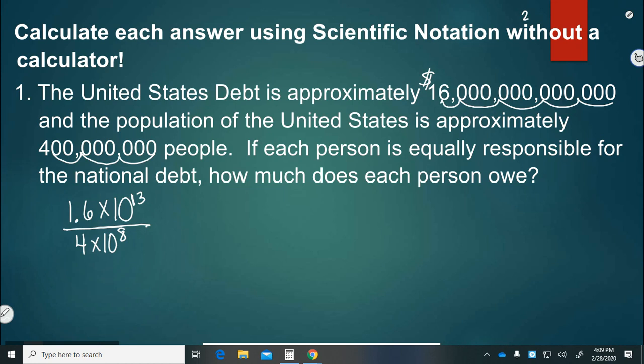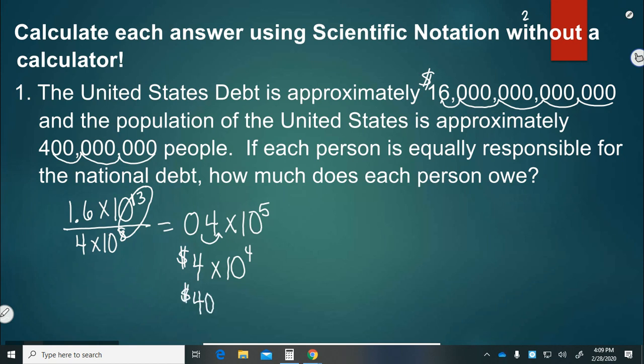So 1.6 divided by 4 is like doing 16 divided by 4. 16 divided by 4 is 4. So 1.6 divided by 4 is 0.4 times 10, subtracting our exponents, to the fifth. Now, that's not written correctly in scientific notation, so we have to rewrite it. This gets bigger by one place, so the exponent gets smaller by one place. So each person will be responsible for 4 times 10 to the fourth dollars, or $40,000. And that would get rid of our national debt as it is right now.